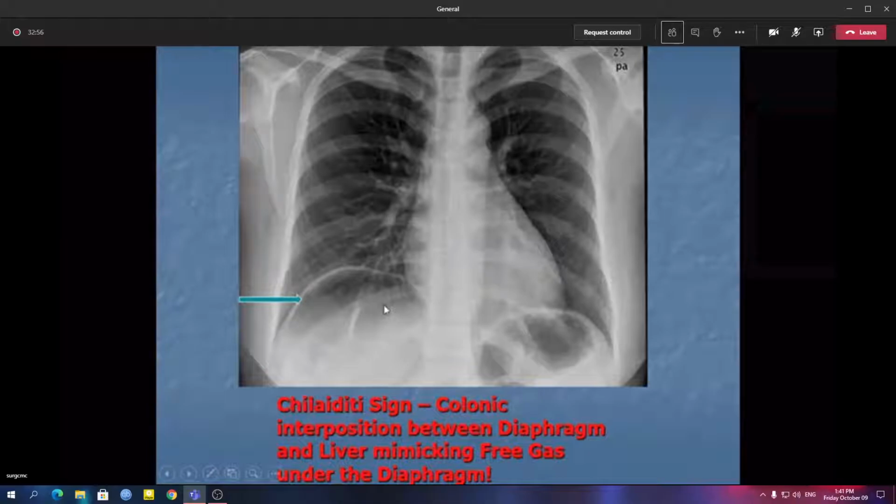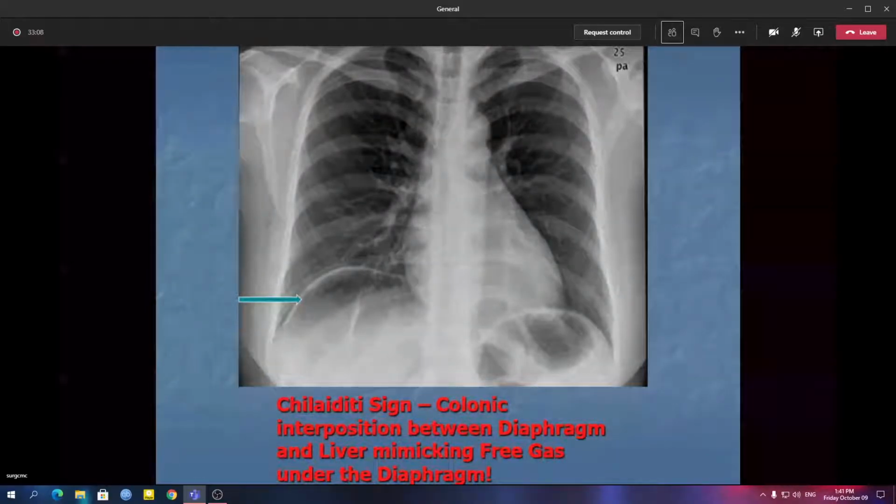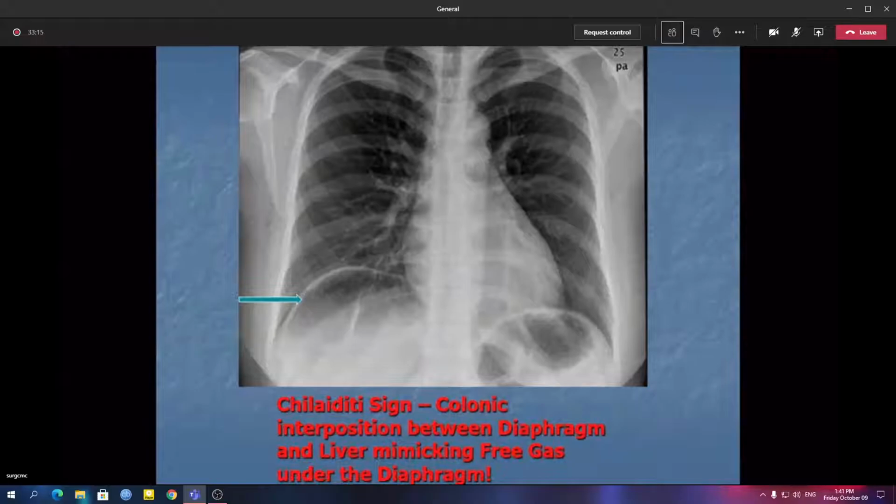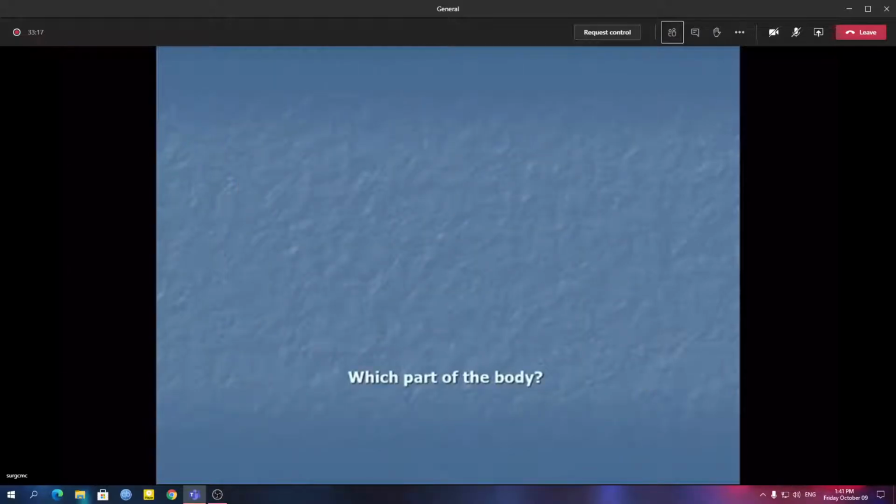This picture, whatever you are seeing, see, the free gas under diaphragm was homogeneous blackness. This is not exactly a homogeneous blackness. Okay, here. So that is a kind of crude way of determining whether it's a Chilaiditi sign, that is a colonic interposition is there or not, or it's a free gas under diaphragm, as we see in a case of hollow visceral perforation.